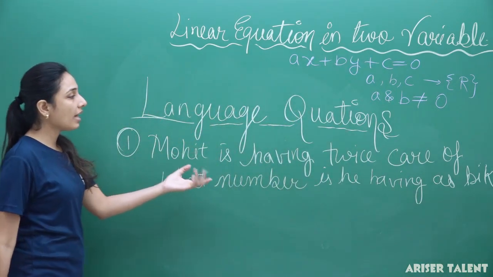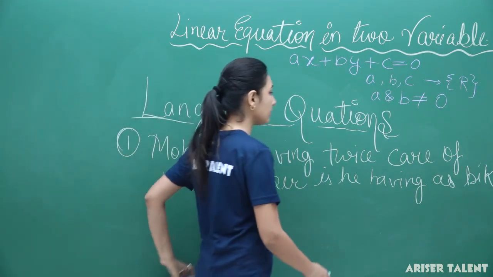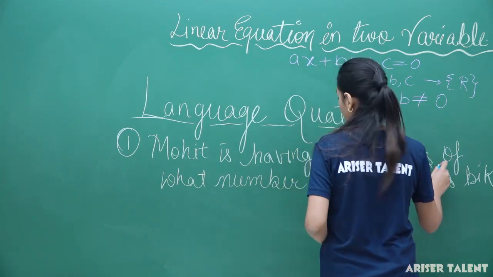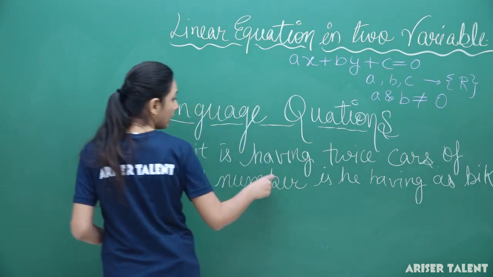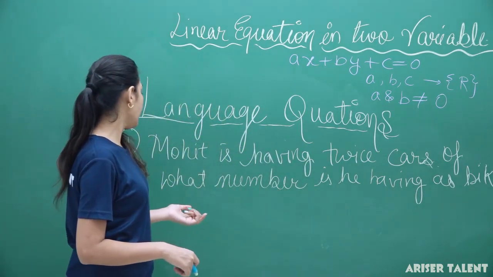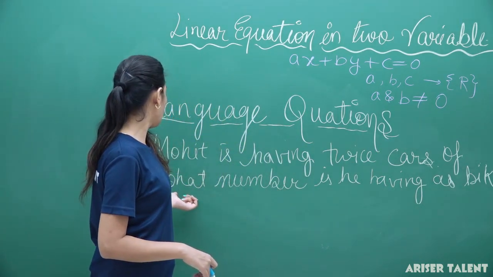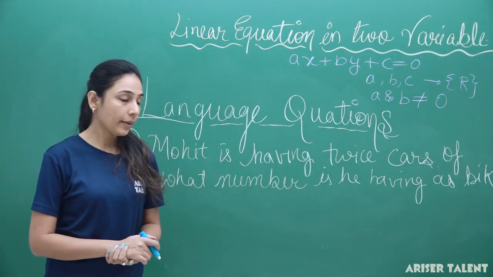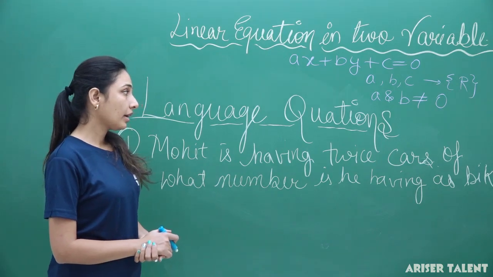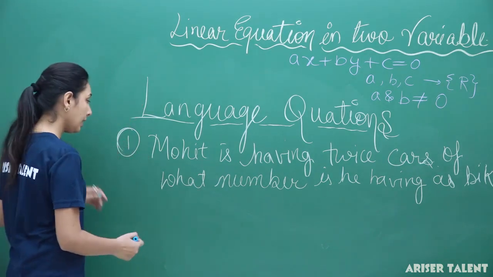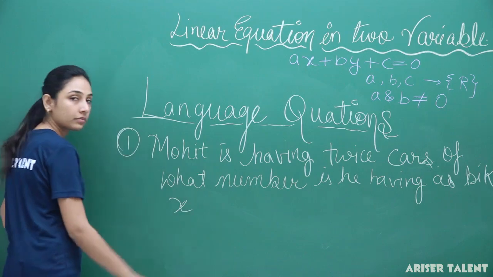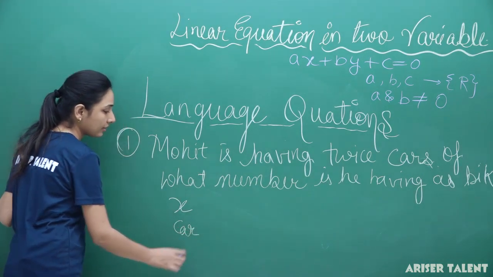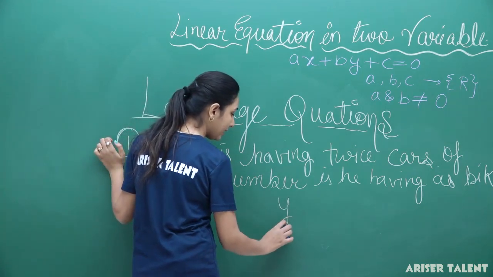Okay. So, Mohit is having some number of cars, and that is just twice the number of bikes he has. That means if he is having x cars, he is having x cars and y bikes.